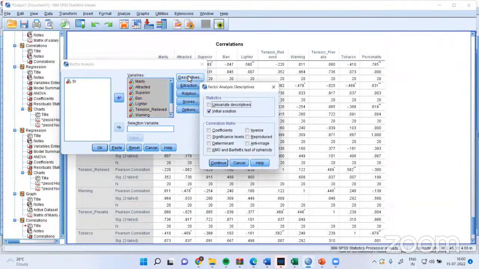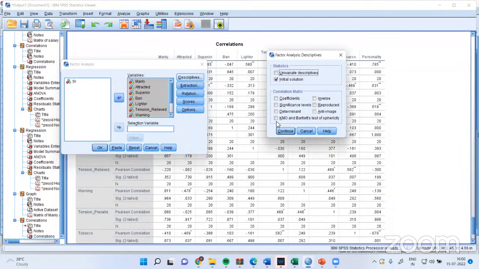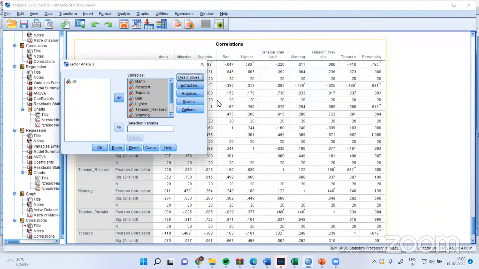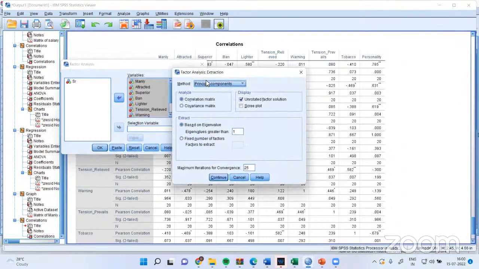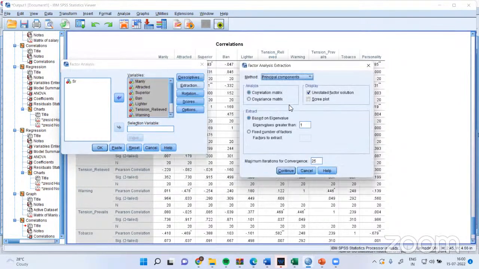Now go in descriptives. Click on KMO and Bartlett's test of sphericity. Univariate descriptives. Continue. Extraction. Fixed number of factors, 3. Number of factors extracted should be 3. Scree plot should be on.